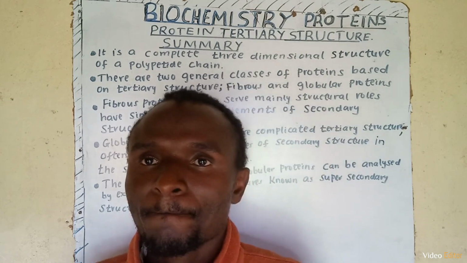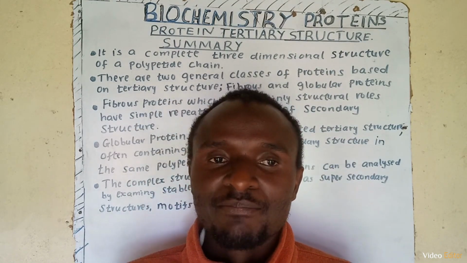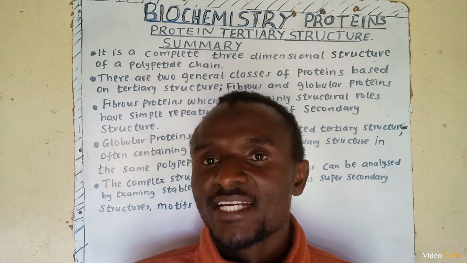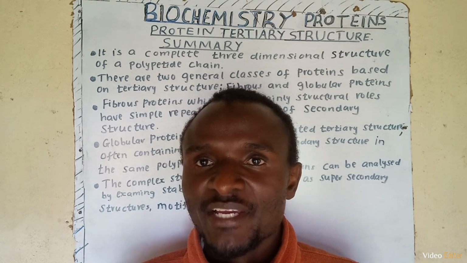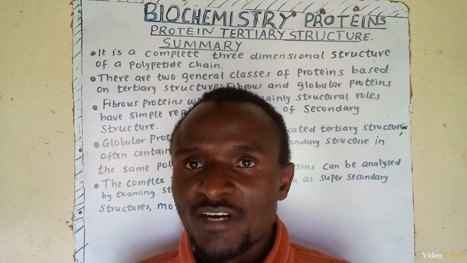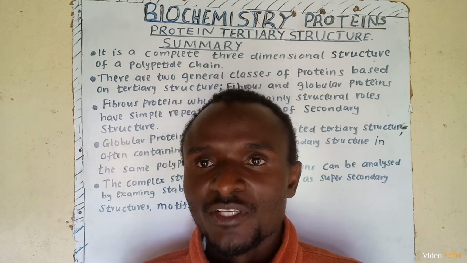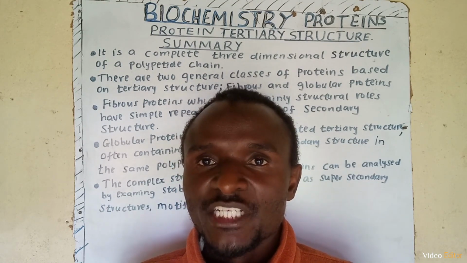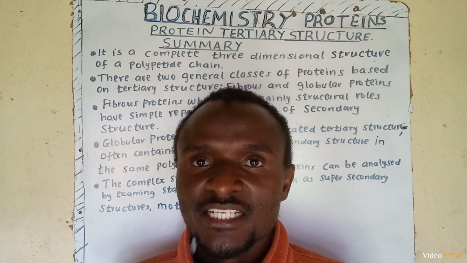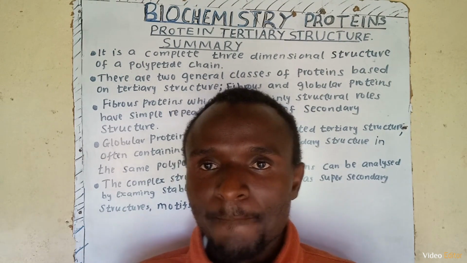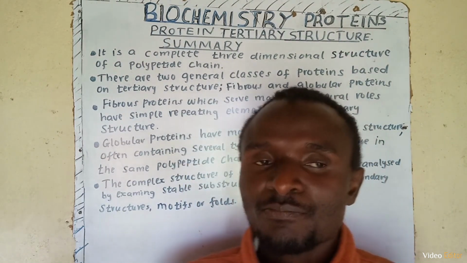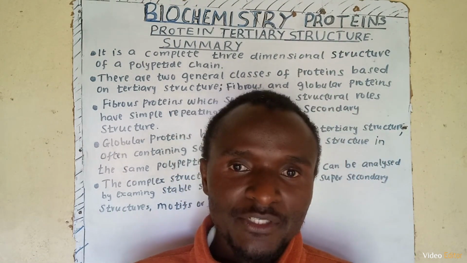So let's go. What is a protein's tertiary structure? We can say that the protein's tertiary structure is the complete three-dimensional structure of a polypeptide. There are two general classes of proteins on the basis of tertiary structure. These classes are fibrous proteins and globular proteins.